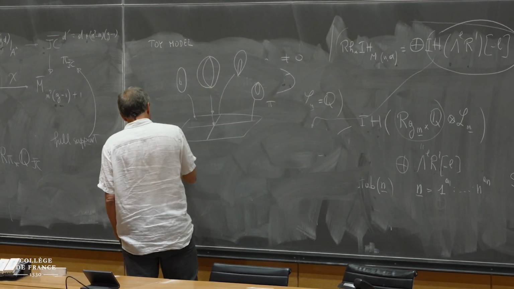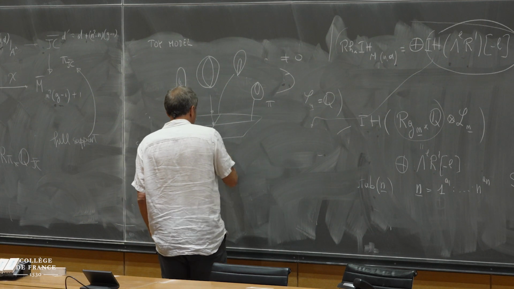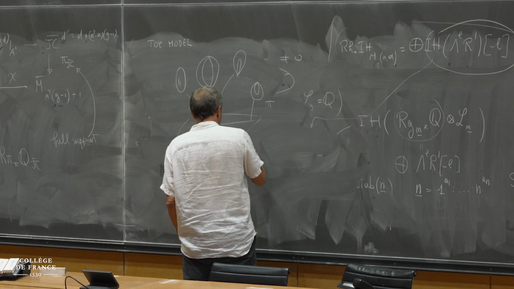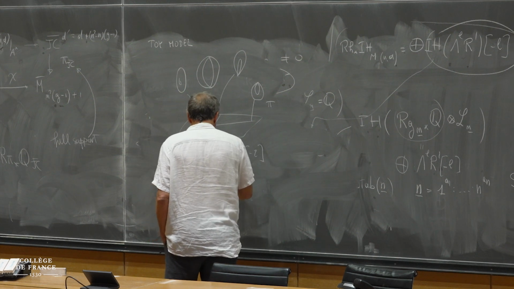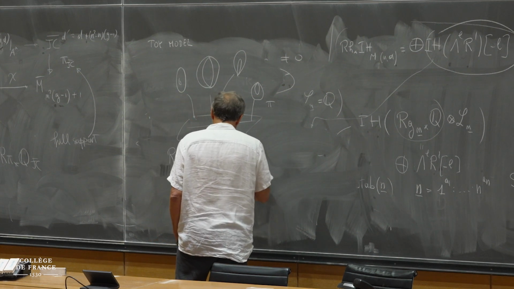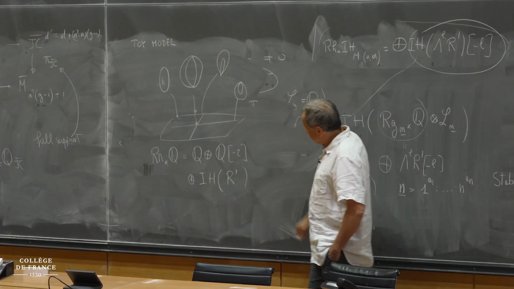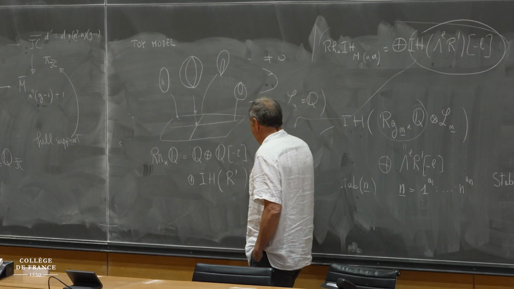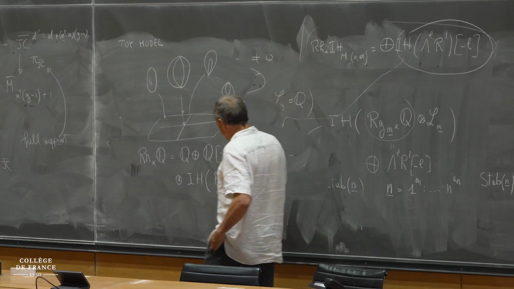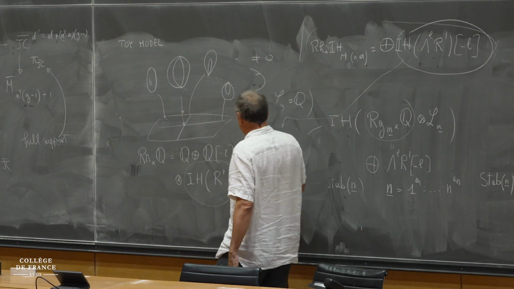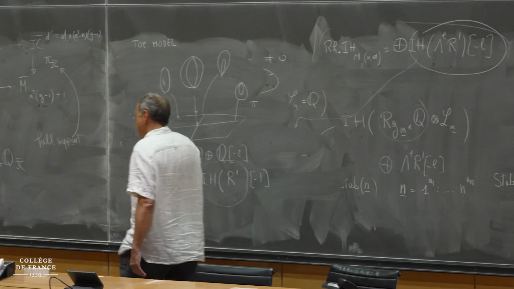Now, if you compute the direct image of the constant sheaf here, you find Q shifted by -2, and intersection homology of the local system R1, shifted by -1. If you compute intersection homology of this guy here, there are no supports. Everything is supported on the whole base.